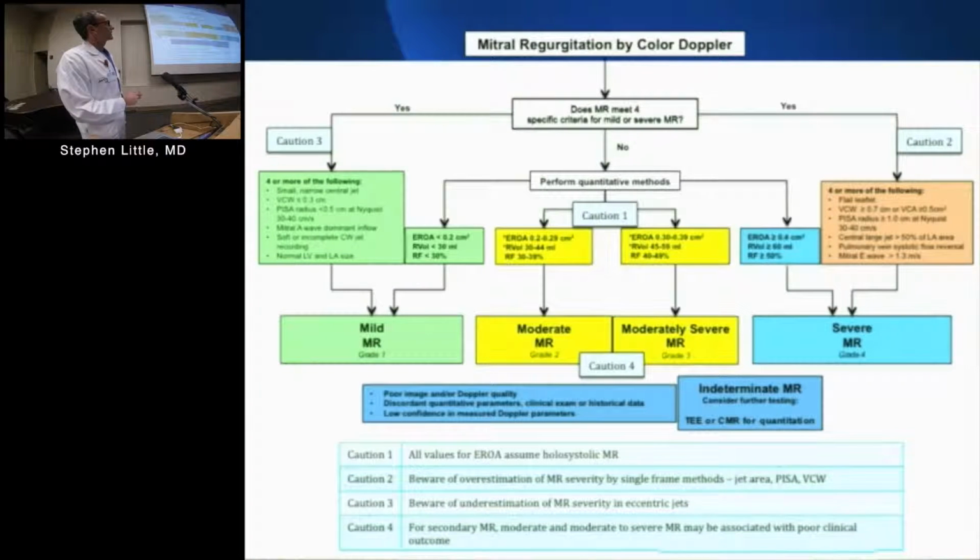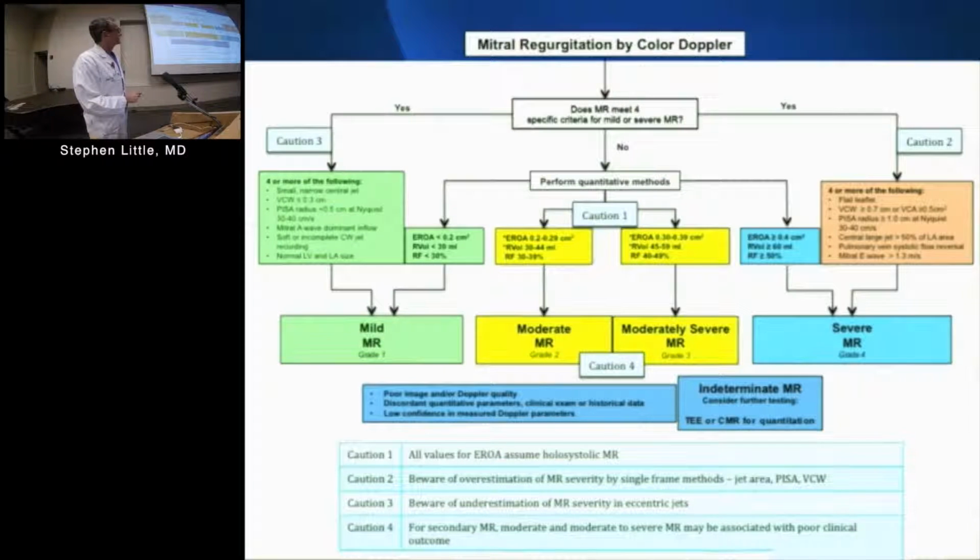So starting with color Doppler, clearly severe criteria include something like 4 of these: flail leaflets, vena contracta width greater than 7, a PISA radius greater than 1 with a Nyquist that's been reasonably reduced to 30 to 40, big jet areas greater than 50% of the LA, pulmonary vein flow reversal, the things that you typically associate with severe. If you have 4 of those, be pretty confident it's severe MR. On the other hand, mild is down here, the other extreme. If you have at least 4 indicators that are all consistent with mild, it's probably mild.